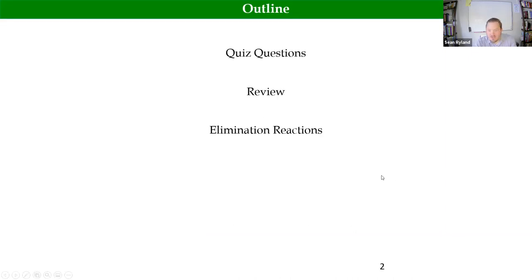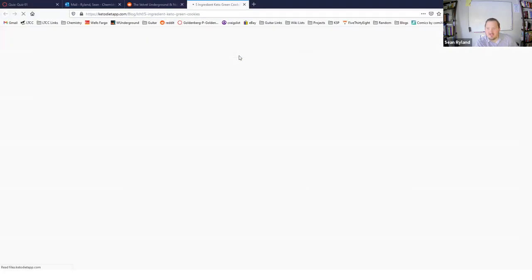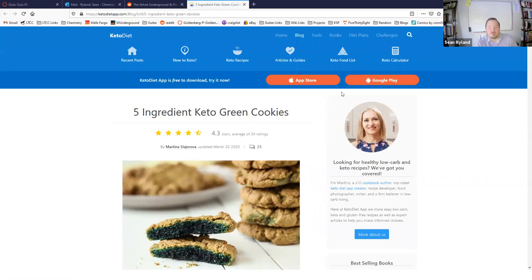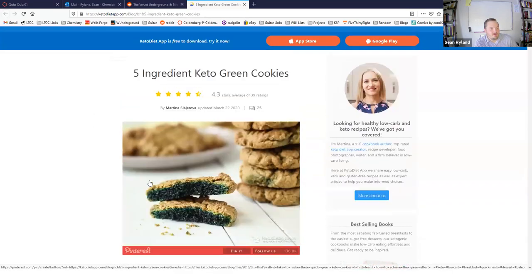So let's go ahead and start going in. You had some good quiz questions this week, good random questions and some good applicable questions. Somebody submitted a recipe for cookies that turn green when you bake them. Are they gluten-free? Was that it? Keto. They're keto cookies, and when you bake them, they turn green.